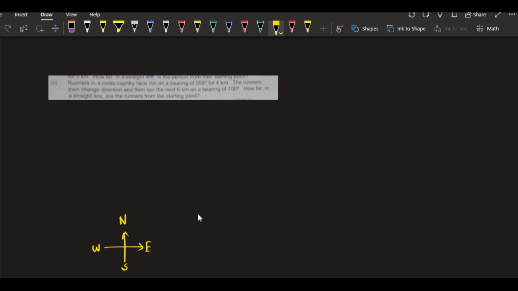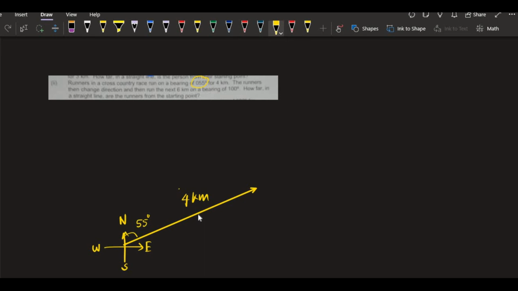Now the bearing is 055 degrees. So this means 55 degrees from the north. We'll take an arrow that is 55 degrees from the north. It should look something like this. So this angle is 55. It is traveling for 4 kilometers.